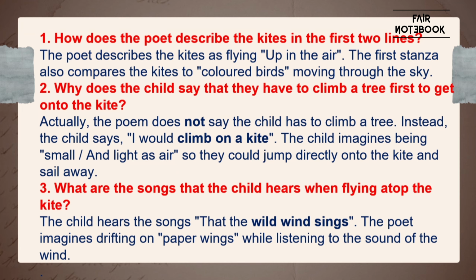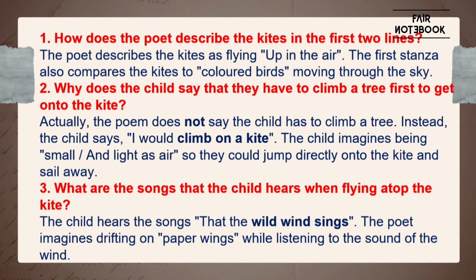Question: why does the child say that they have to climb a tree first to get onto the kite? Answer: actually, the poem doesn't say the child has to climb a tree. Instead, the child says, "I would climb on a kite." The child imagines being small and as light as air, so they could jump directly onto the kite and sail away.